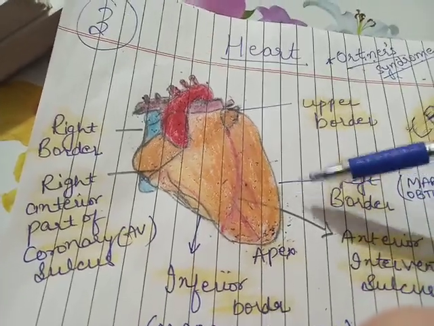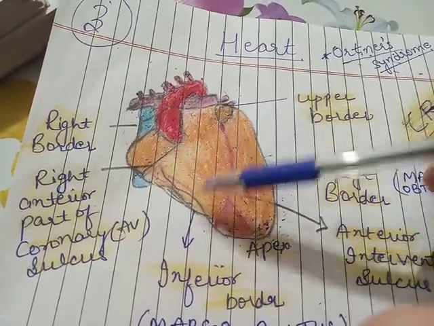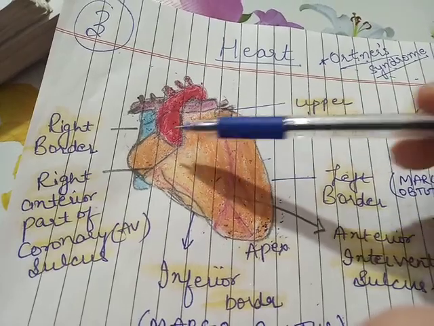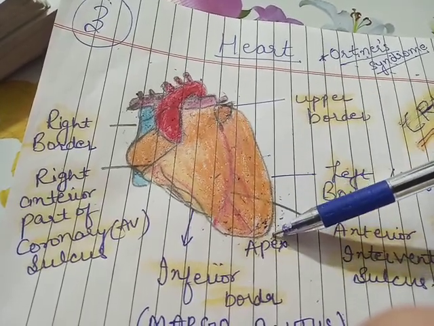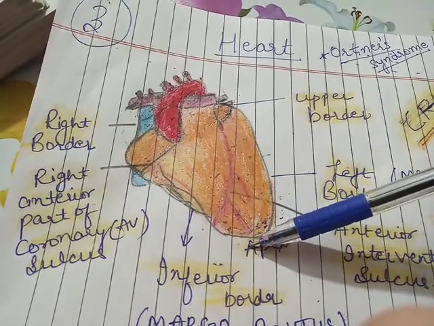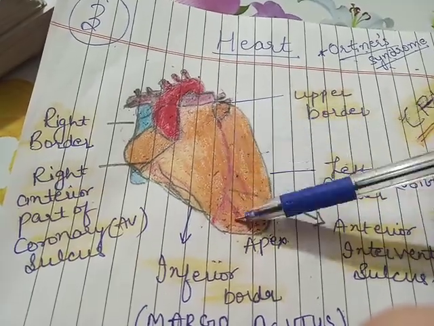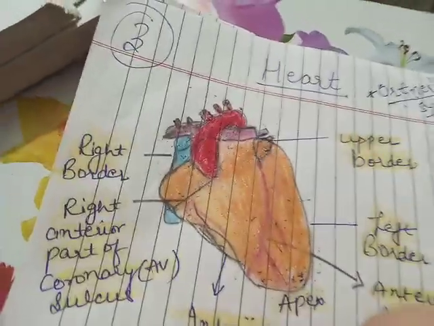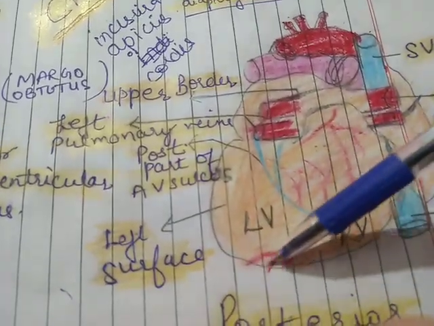It is flat and it is separated from the sternocostal surface by the inferior border and from the base by the posterior part of the anterior atrioventricular groove. Atrioventricular groove is here, and posteriorly we have the posterior interventricular groove, which I draw in this diagram. This is the posterior interventricular groove, right?